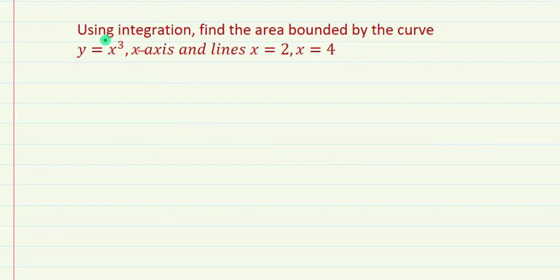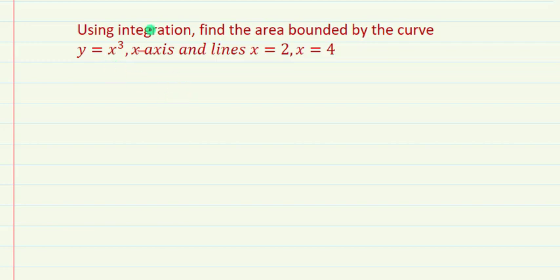Here is the next problem. Using integration, find the area bounded by the curve y is equal to x cube, x-axis, and lines x is equal to 2 and x is equal to 4. So the same question is there as we have done just. Only the change is, in previous case the given curve was a line, but here the given curve is a cubic function. So we need to draw the graph of y is equal to x cube. So very first step we have completed, that we have identified the given curve. Now the second is to draw the given curve.